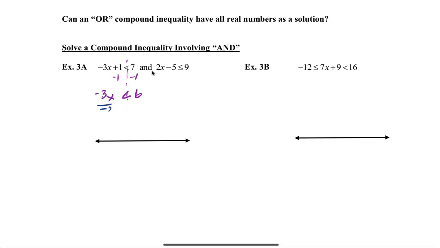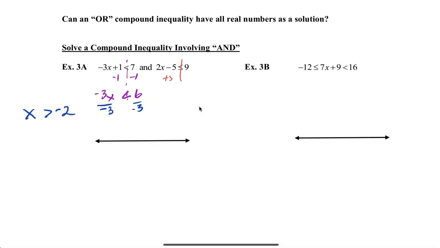Divide by negative 3. x is greater than negative 2. Right? I divided by a negative, so you got to switch the inequality. Don't forget that. Again, I'm going to wait till I get this answer before I start my number line. So the next one. So there's our line.